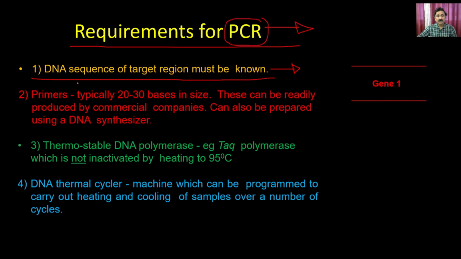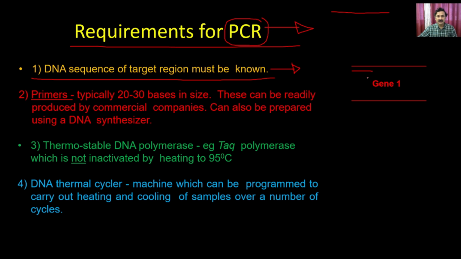Then why is that required? That is required because you want to synthesize the primer. So for example, if I have a gene like this, and I want to amplify this gene from the genome, what I need is the complete sequence of this particular gene so that I will be able to synthesize the primer.